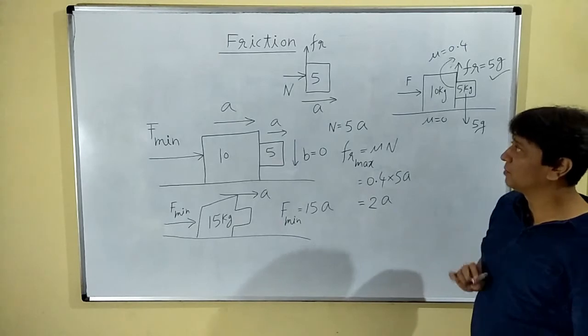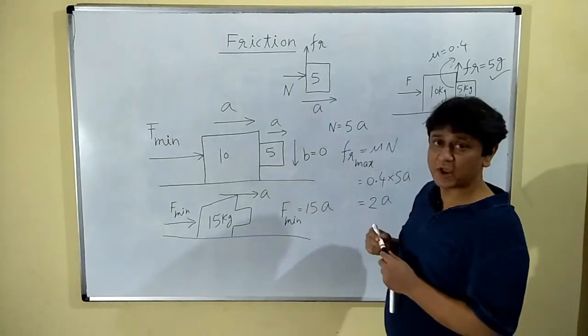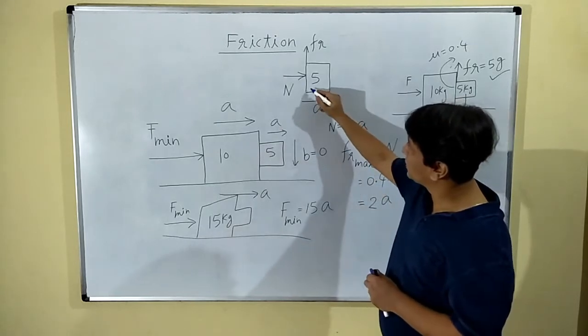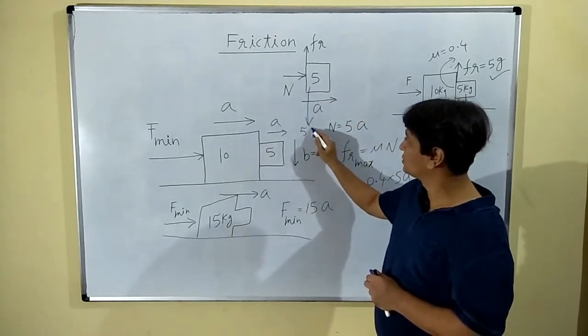बट यहां देखना, ये जो 5 है, इस 5 पर there is a downward force. What is this downward force? Fg.